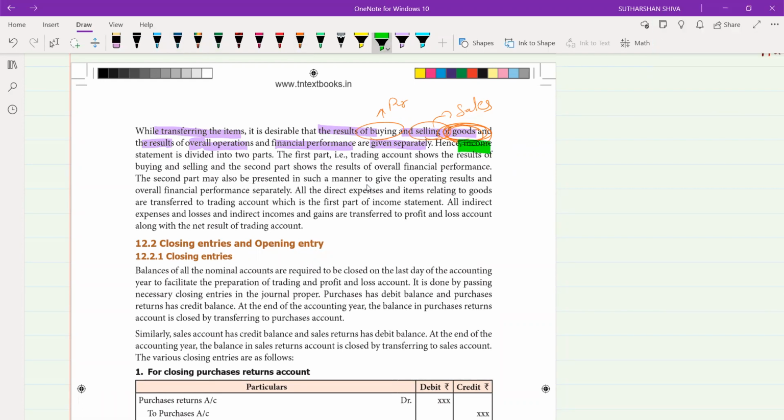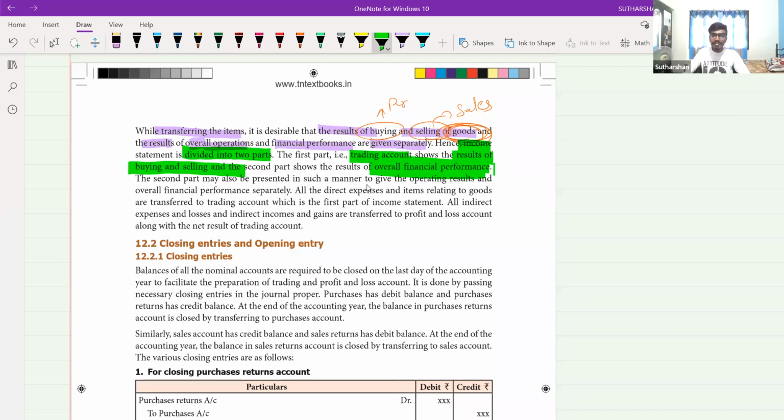Hence, income statement is divided into two parts. The first part, that is trading account, shows the results of buying and selling, and the second part shows the results of overall financial performance. Yes, this is a thing I have explained earlier. If it is only concerned about purchase and sales, we will prepare trading account. For overall business position, we will prepare profit and loss account.